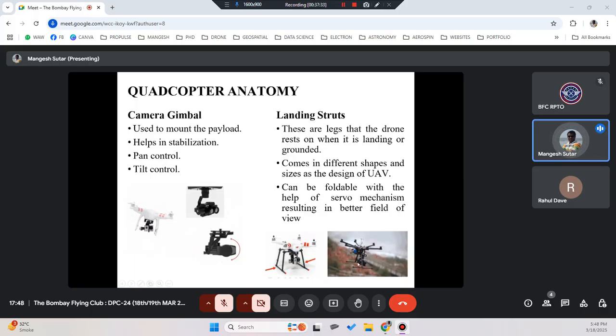the legs would appear in the images or in the videos. So that has been removed by putting a servo motor in the mechanism, so that the landing gear goes up, just like you see in an aeroplane, where the wheel goes inside the belly of the aircraft. Similarly here, the landing gear goes up, and then you can have a clearer view. Only during landing will the landing gear come down and the drone will land on it.